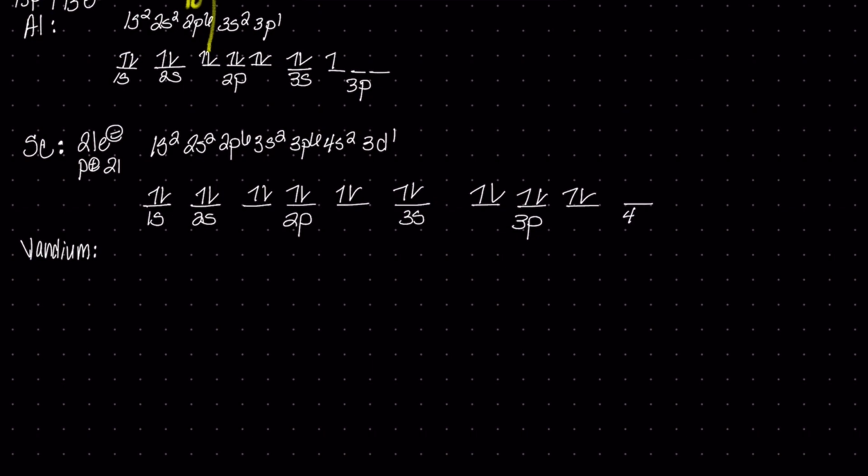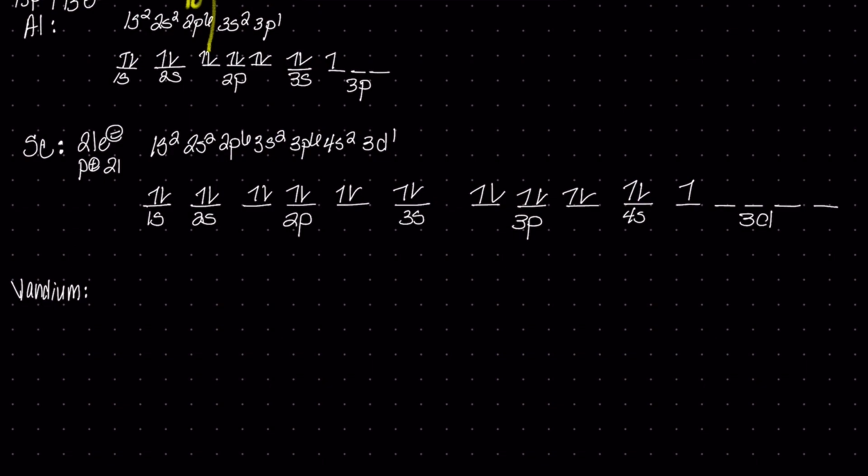Now I'm sitting with 4s. Now it has 2 in it. Now 3d, d has 5. 1, 2, 3, 4, 5. 3d, but that 3d orbital only has 1 in it. So I have 4 unoccupied orbitals in scandium. Now we're going to slide down to vanadium and do the same thing.